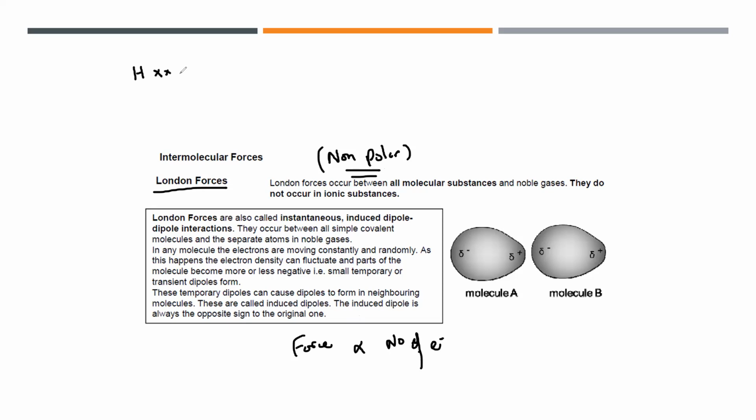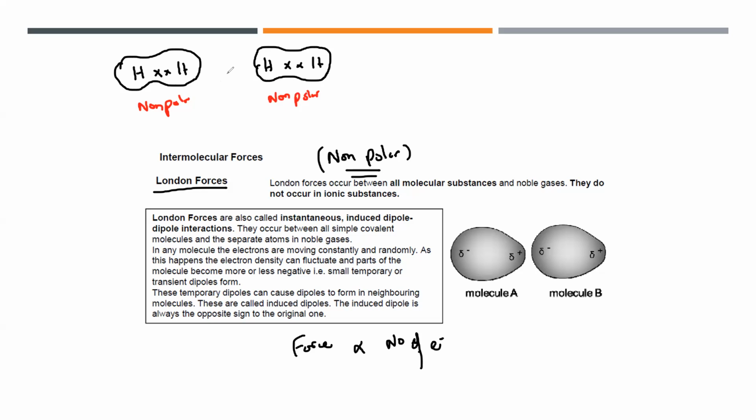So hydrogen shares one electron. This is one molecule of hydrogen, and this is the other molecule of hydrogen. When we work out the nature of the molecule, is it polar or non-polar? Both hydrogen atoms have the same electronegativity, so both have the same tendency to attract electrons. So what will be the nature of this molecule? This molecule will be non-polar, and this is also non-polar.